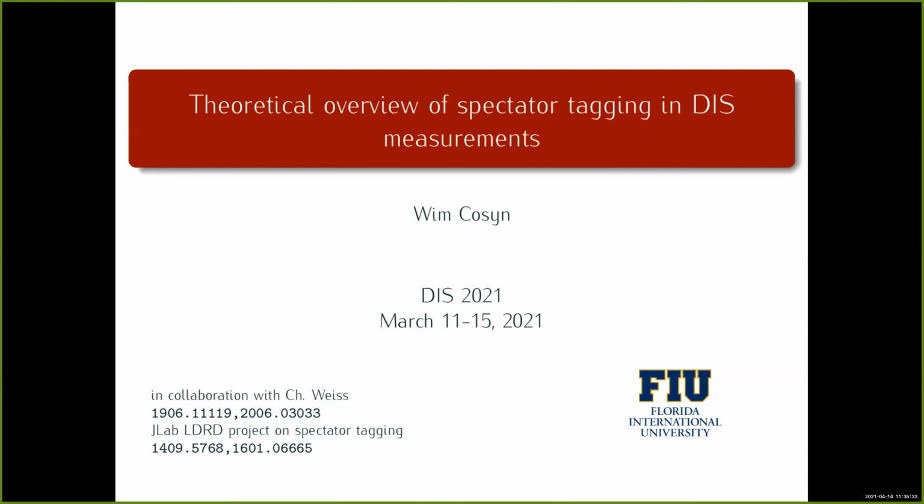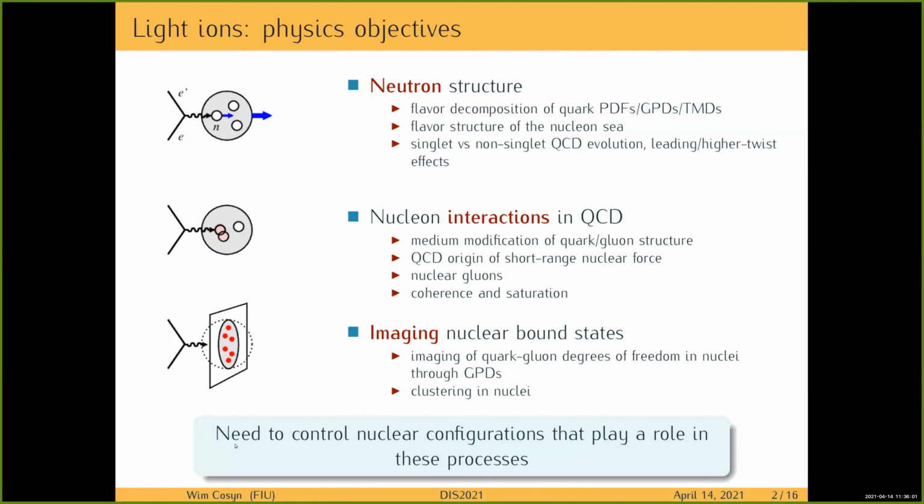I'm Wim Cosyn, and I'm going to try to give a brief theoretical overview of spectator tagging in DIS measurements. This is work done in collaboration with Christian Weiss, written up for now in these two publications. Especially the second one has a lot of the details of calculations, and if you're interested in that, I won't delve into that here. I'll also show some results from the JLab LDLD project on these processes.